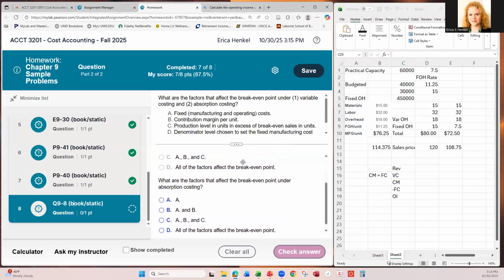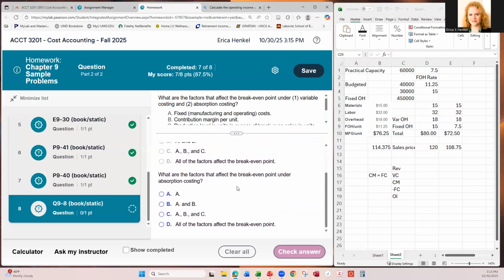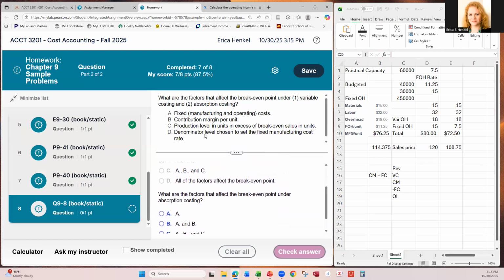Okay, now under absorption costing, however, your production level affects your allocation, which affects your production volume variance, right? And also your denominator level chosen determines your rate, which determines what you allocate out. So that would also affect it. And why do both of those affect it? Because what you allocate out isn't necessarily what you sell, and your break even is going to be due to what you sell.